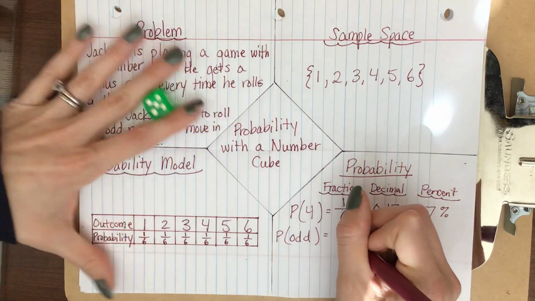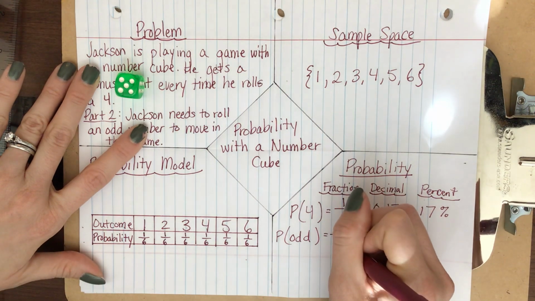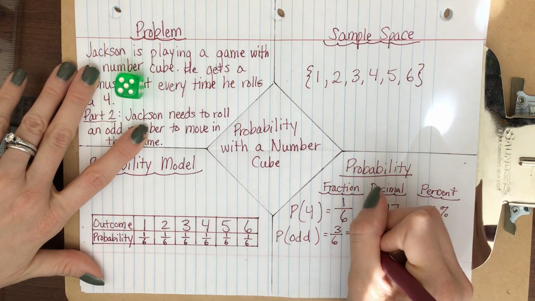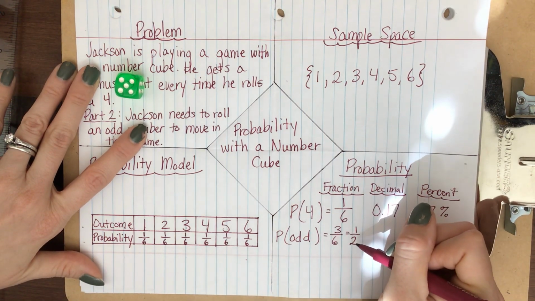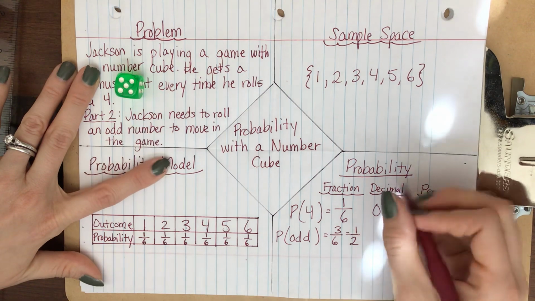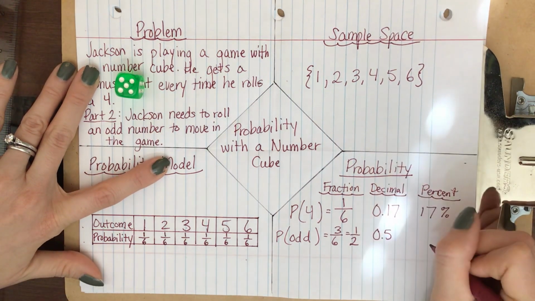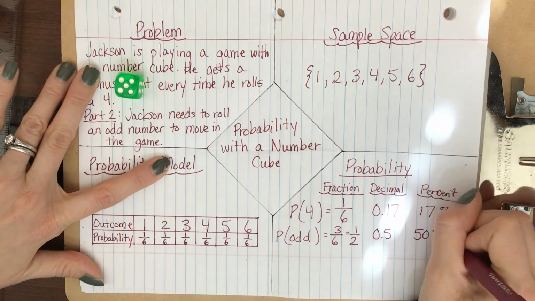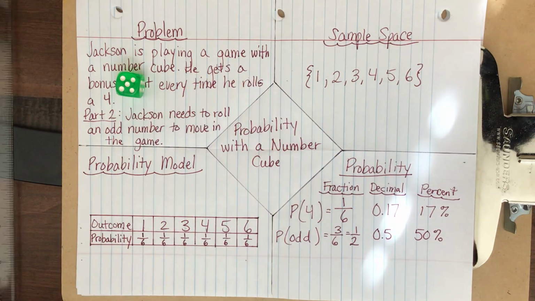So your fraction looks like this. 3 possibilities for odd out of 6 possibilities total. We can reduce our fraction to 1/2. So the probability of rolling an odd number is 1/2. Now as a decimal, this is 0.5. And as a percent, this is 50%. Okay, so that's what the probability of rolling an odd number would look like.